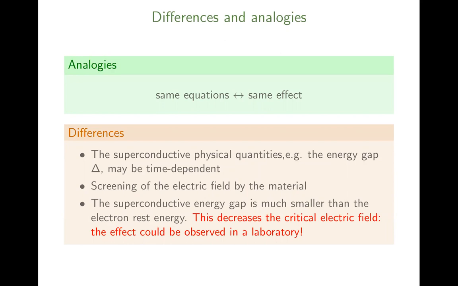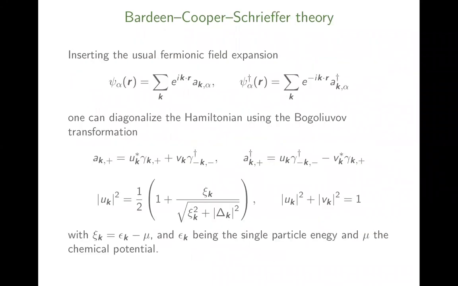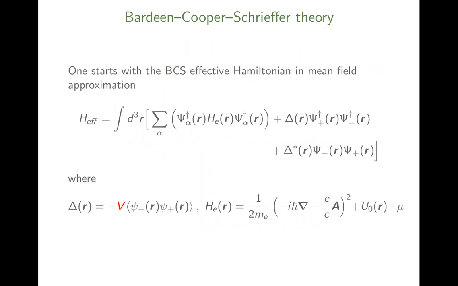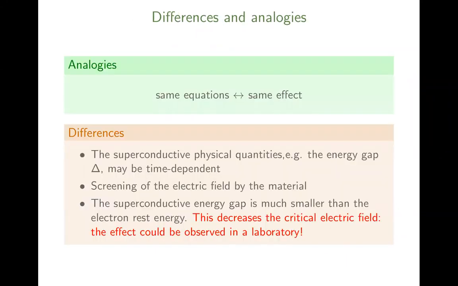So here are some analogies and differences between the equations we have. Of course, we have the same equation, as I told you. One big problem is that physical quantities like the energy gap you have to compute self-consistently via the equation, because in the Bogoliubov-de Gennes equation this gap depends on k, and this delta is over here. So as the dynamics continue, the gap is modified when you excite the theory. Unlike the electron rest mass, the gap is time dependent and space dependent as well. So this is a potential difficulty.